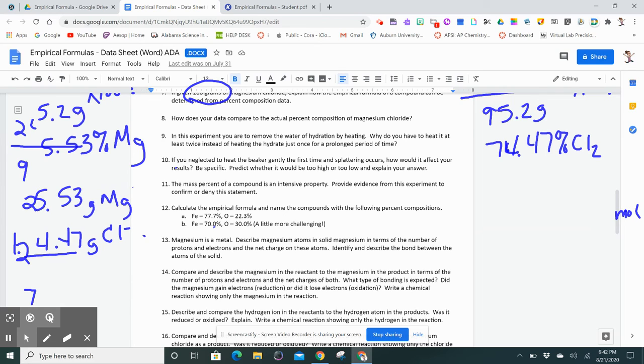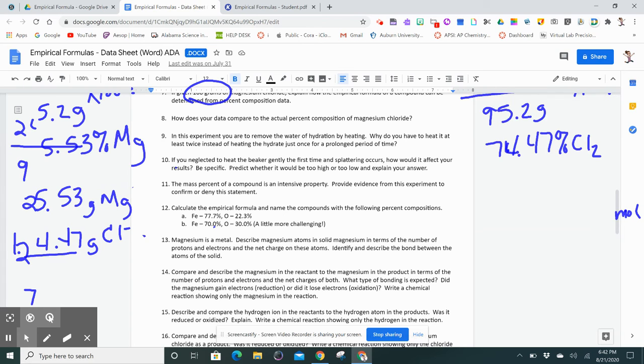Number 11, mass percent of a compound is an intensive property. Provide evidence from this experiment to confirm or deny the statement. So mass percents are intensive properties. That means I'm not going to go into that. So you provide some evidence to confirm or deny that. Intensive properties is in your notes.